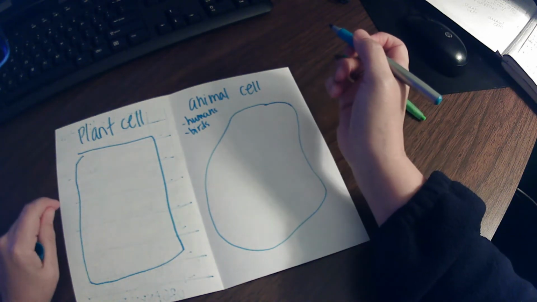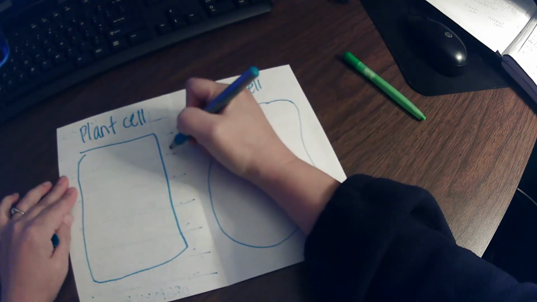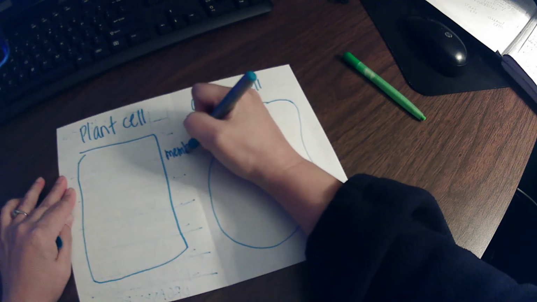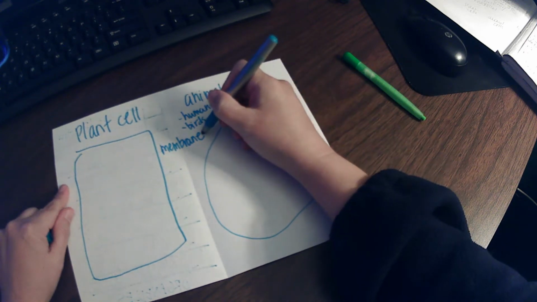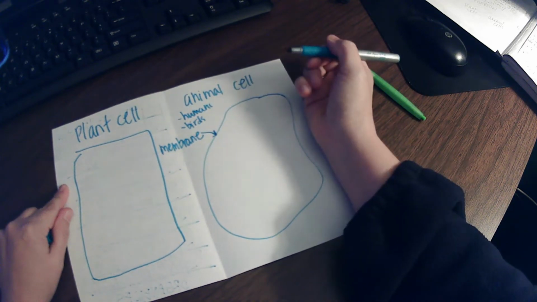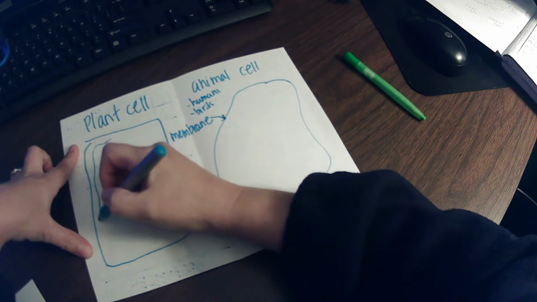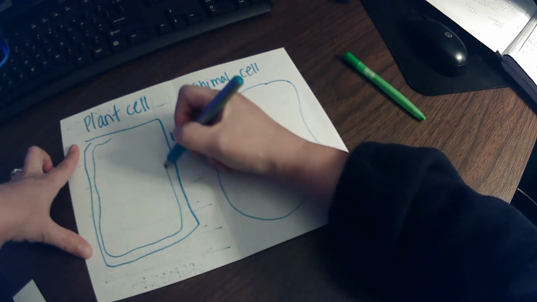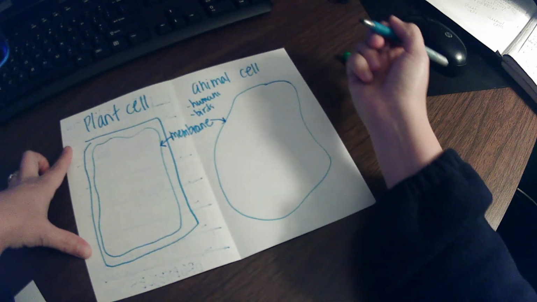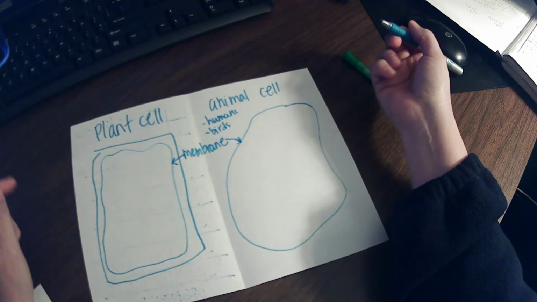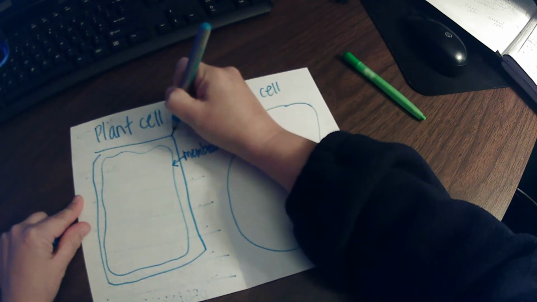So the first part I want to draw is the membrane. The membrane is the outermost layer of an animal cell. But for a plant cell, it's inside the wall, right up against it. This outer part on the plant cell, this is the cell wall.